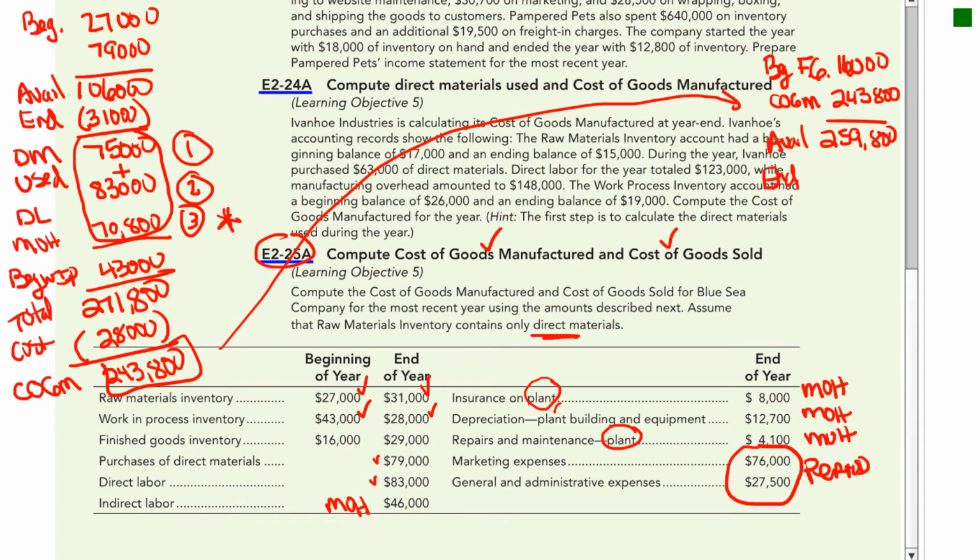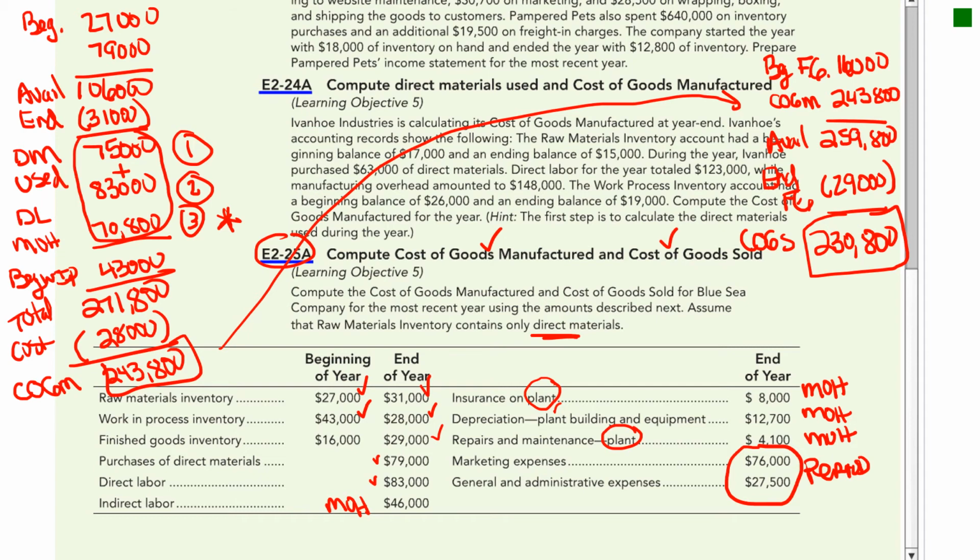And then finally, our ending finished goods is given at, looks like it's $29,000. So you simply subtract out the $29,000. And when you do that, you get $230,800. That's your COGS. That is how you get your cost of goods sold.